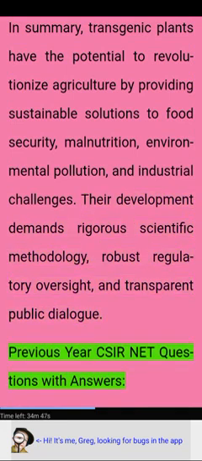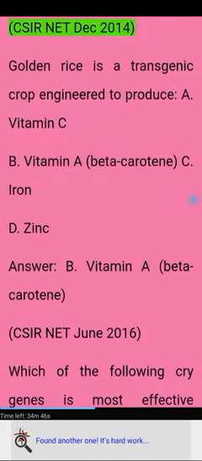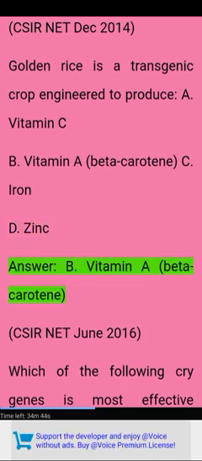Previous year CSIR-NET questions with answers. CSIR-NET December 2014: Golden rice is a transgenic crop engineered to produce: A, vitamin C; B, vitamin A, beta-carotene; C, iron; D, zinc. Answer: B, vitamin A, beta-carotene.